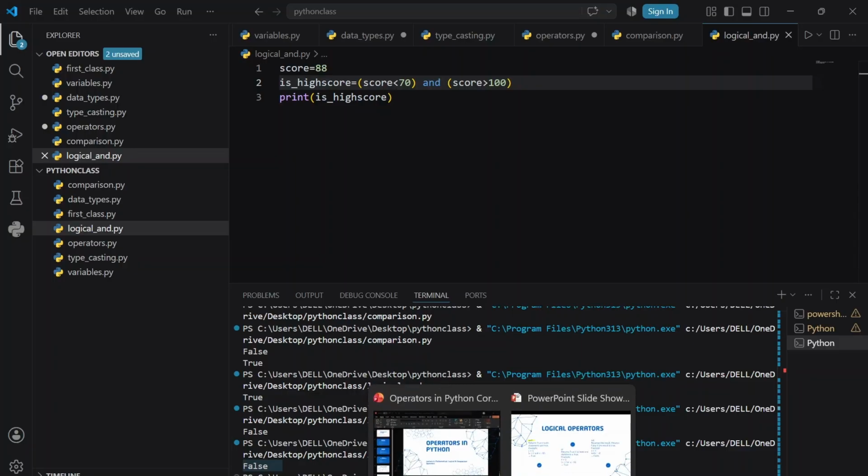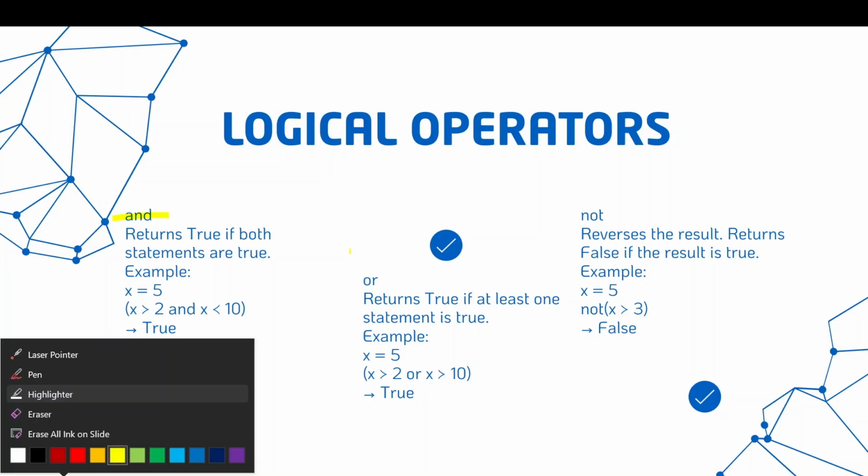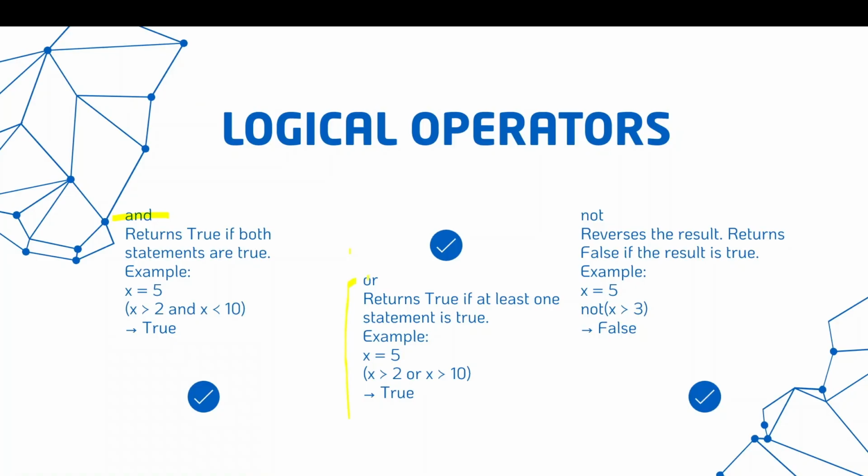Now we are going to discuss the next operator, which is our OR operator. It is written here that the OR operator returns true if at least one statement is true. Like we are taking two statements, A and B. If A is true and B is false, the OR operator still gives us the output true.